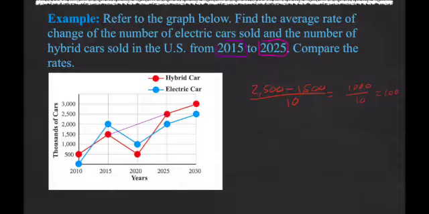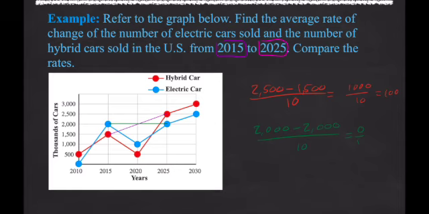With the electric cars, I'm going to draw that. We can come back to that. Electric cars, we're at 2,000 for both years. So 2,000 cars sold minus 2,000 cars sold divided by those 10 years. That's 0 divided by 10, which gives us 0.